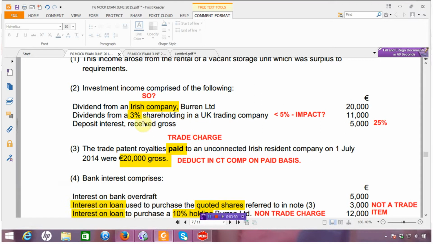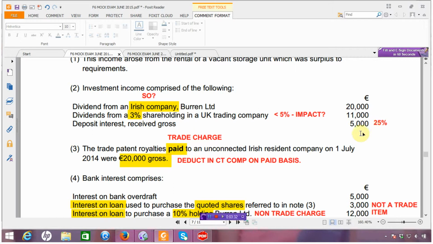They also play the foreign dividend trick, and notice that the shareholding is less than 5%. Now if it is less than 5%, what do we do? Well, we tax that at 12.5% and not the normal 25% rate. In addition to that, we have some deposit interest. We should be aware that investment income for a company in the main is going to be taxed at 25%. So again, they're always going to play a trick in the area of rates, so just watch out in particular for dividends.